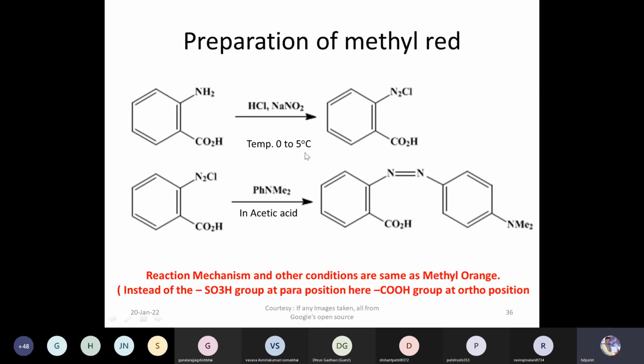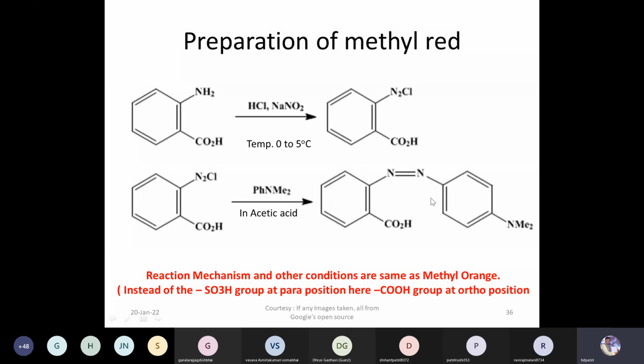When we are mixing this compound, the flask must be in an ice bath, and we have to maintain the temperature throughout the reaction. Then we will get N2Cl, meaning diazonium salt will form. After formation of the diazonium salt, we have to add N,N-dimethyl aniline in acetic acid, meaning an acetic acid solution containing N,N-dimethyl aniline.